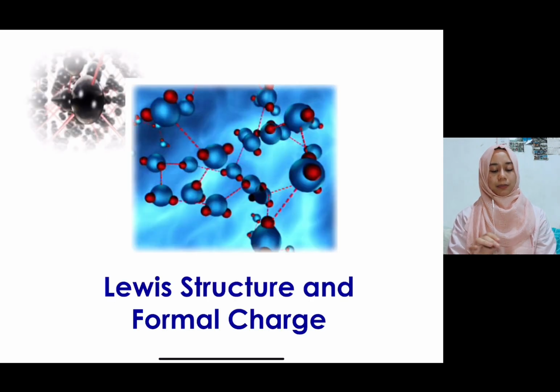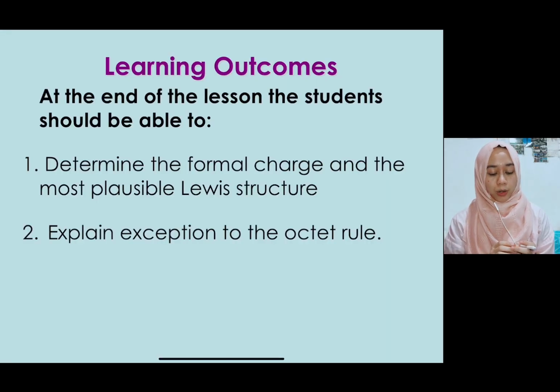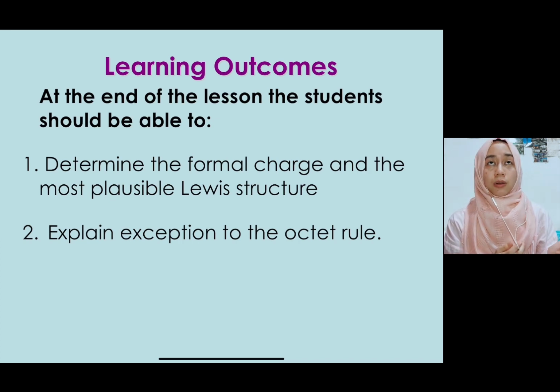Next, kita pergi kepada formal charge. Lewis structure sekali lagi, tapi sekarang ni kita nak kena belajar pasal formal charge pula. Okay. So for the learning outcome for this part, ada 2. So one is to determine the formal charge and the most plausible Lewis structure, and another one is the exception to the octet rule. Okay. So plausible Lewis structure. Plausible meaning the most stable Lewis structure. Okay. So ataupun the most possible Lewis structure.